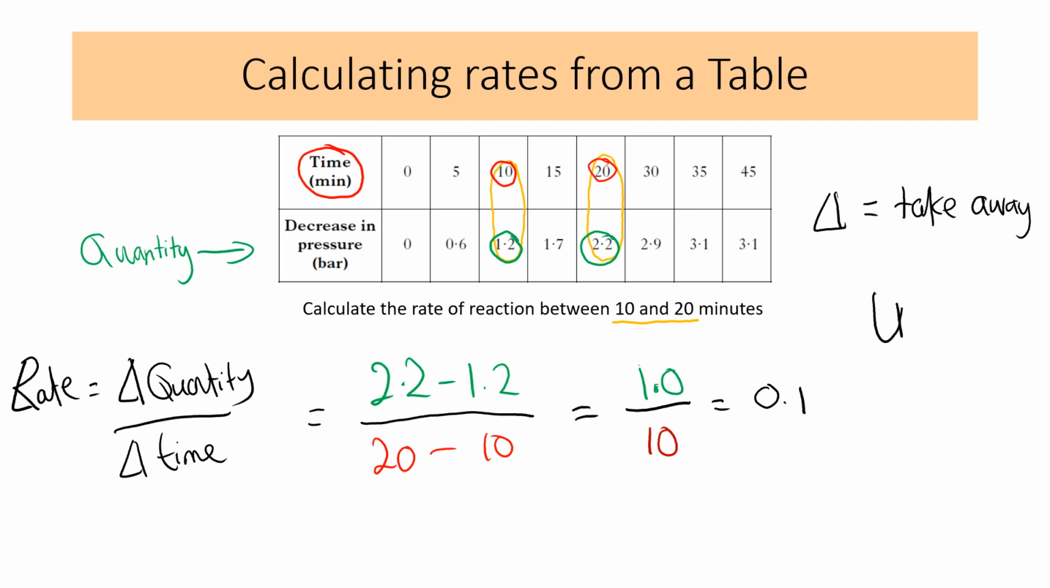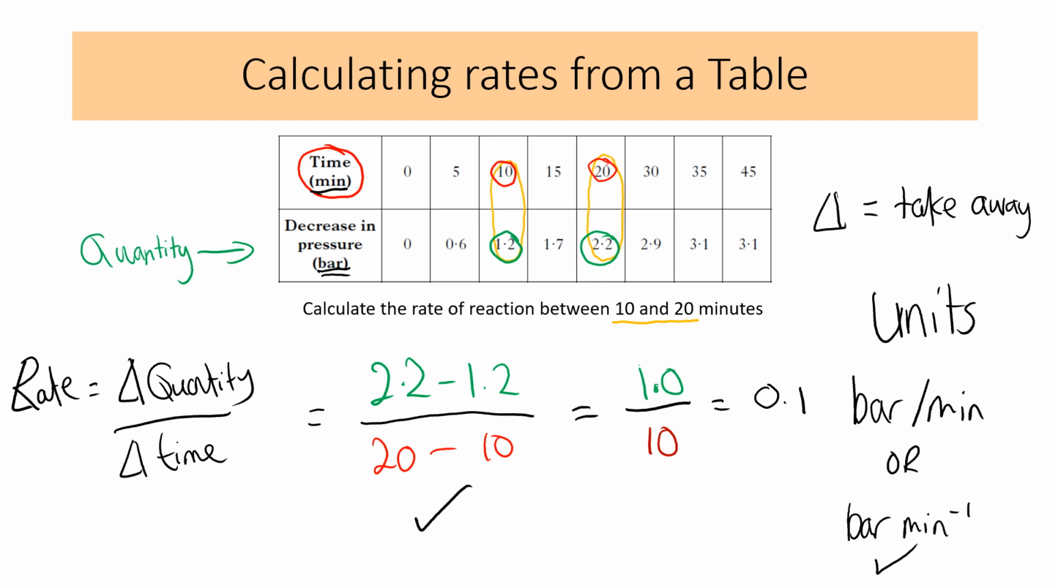When it comes to our units, we need to look at our table. Our time was in minutes, our quantity was in bar. So we write bar, because that's our units of quantity, / minutes, or bar minutes with a -1 beside the minutes. In this case, we get 1 mark for our units. We get 1 mark for selecting the right information from the table and 1 mark for showing that we do quantities divided by times. Okay?